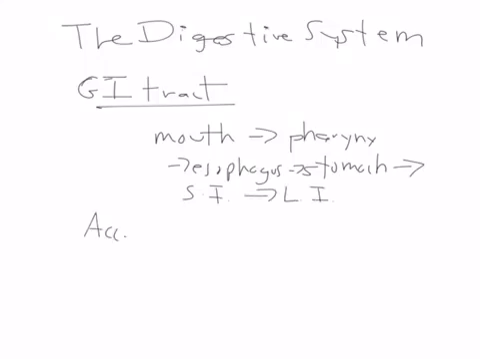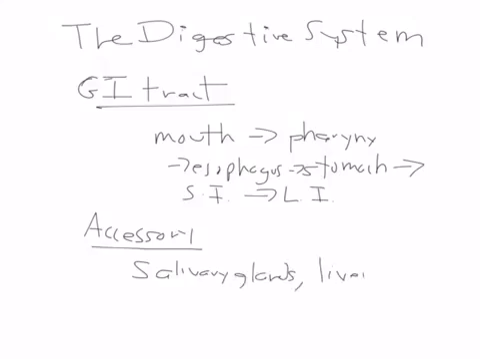The accessory organs connect to the tract, but the food does not pass through there. This would include the salivary glands, the liver, the pancreas. Throw the gallbladder in there. These connect to the tract via ducts through which enzymes and chemicals are secreted into the tract. So please be able to distinguish the tract from the accessory organs.